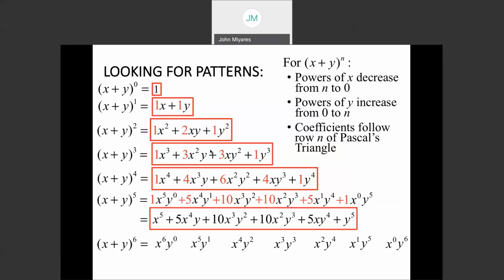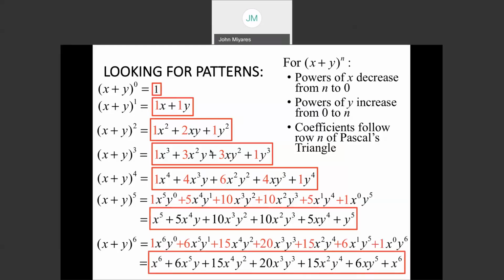The coefficients of each term will follow row 6 of Pascal's triangle, where we have 1, 6, 15, 20, 15, 6, and 1. After cleaning things up, we get the following: x to the 6th plus 6x to the 5th y plus 15x to the 4th y squared plus 20x to the 3rd y to the 3rd plus 15x squared y to the 4th plus 6x y to the 5th plus y to the 6th.